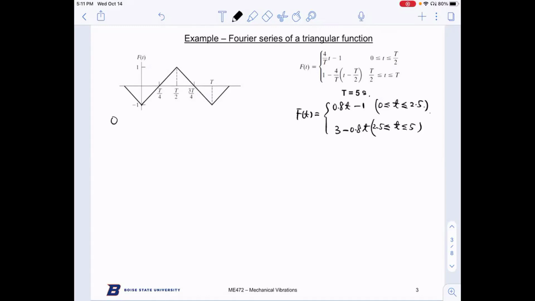So first of all, is your system odd or even? Do we have a special function here?